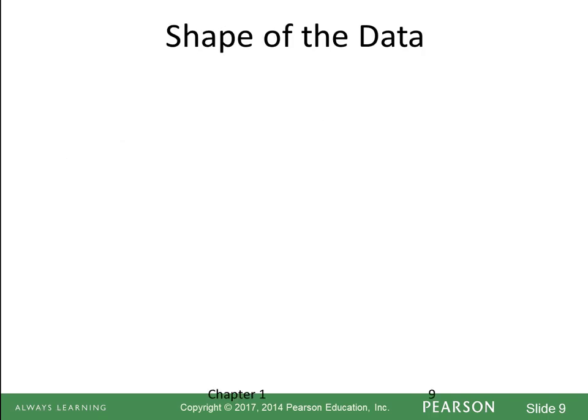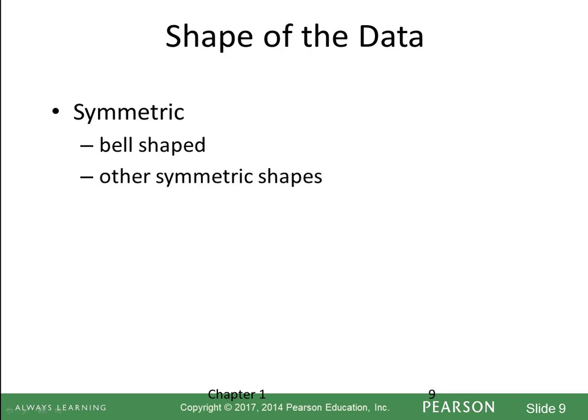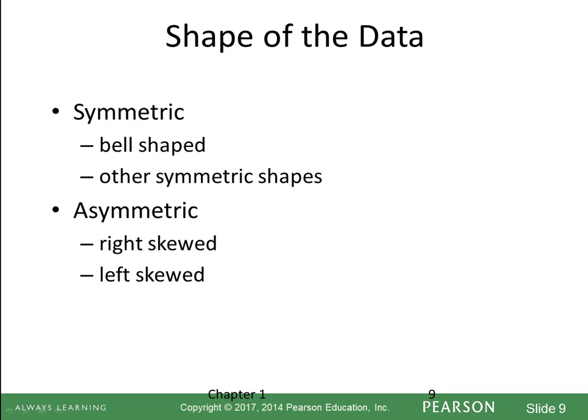When we look at the shape of the data, we are going to see if it's symmetric, and it could be bell-shaped, and there are other symmetrical shapes we'll look at in just a minute. Is it asymmetric? It might be right skewed or left skewed. We look at the modes, which are the numbers that happen the most often. When we're looking at graphs, we're looking at the mounds. Is there one mound, two mounds, multiple mounds?